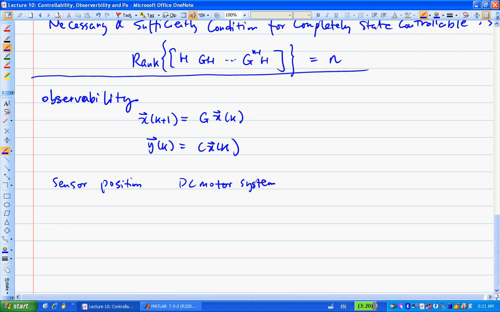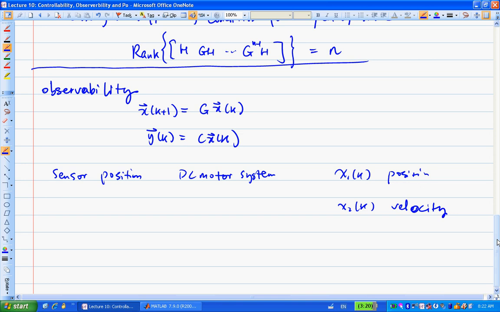Then you will be able to derive a set of state space equations. So one of the states may represent the position, and the other state variable represents the velocity. Okay, yeah. So in this case, you have the sensor measuring the position, but you don't have the sensor measuring the velocity here.